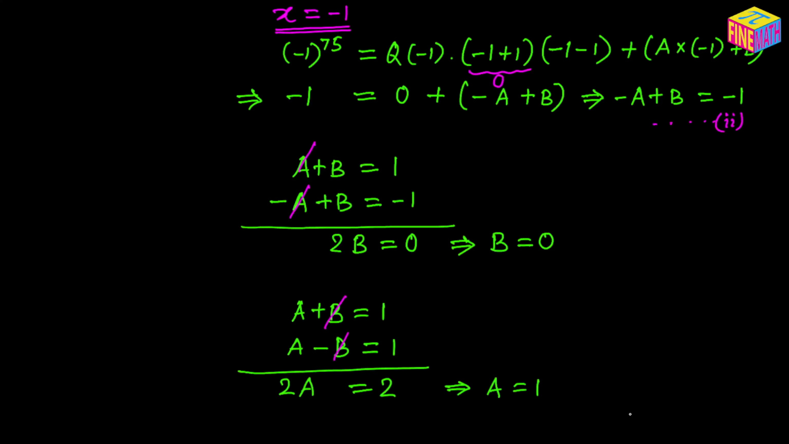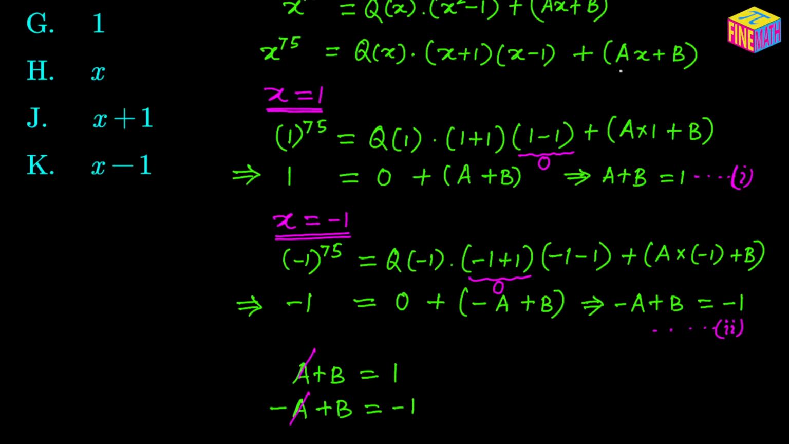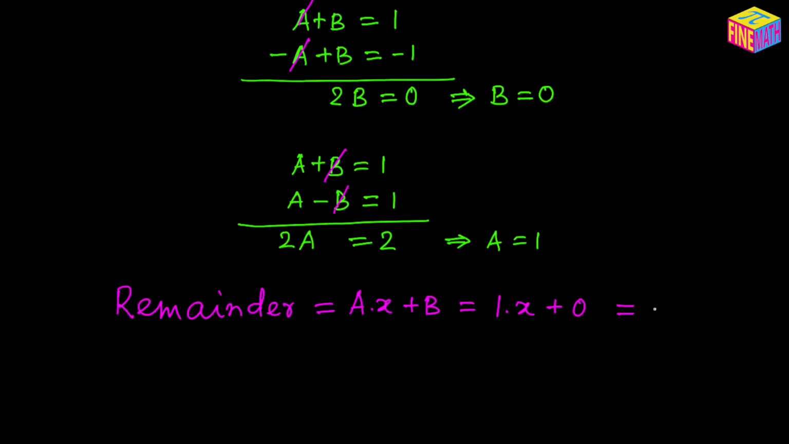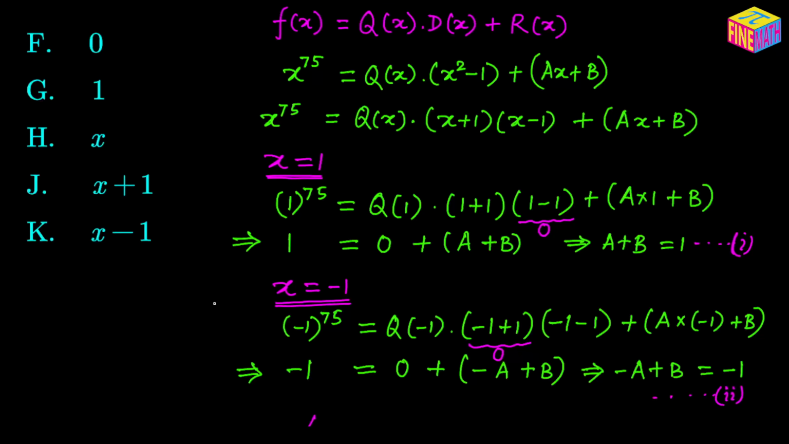Alright, so we have found the value of a and b. So what is our remainder then? Well, our remainder is actually a times x plus b. So let's try to calculate that. So our remainder would be a times x plus b, and now let's use the value of a and b. A is actually 1, so that is 1 times x plus b is 0, so that is actually x. So our remainder is actually x, and that is our answer. And if we look at the answer options, we have x under option H, so option H would be the correct option. I hope everything made sense.